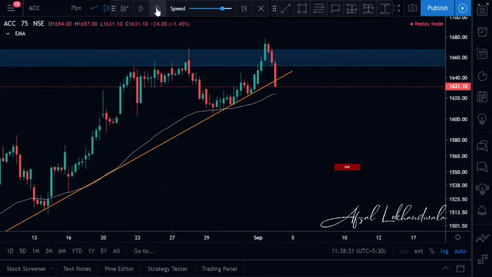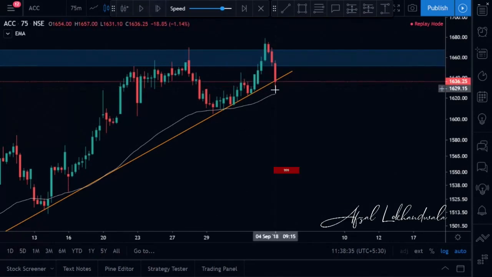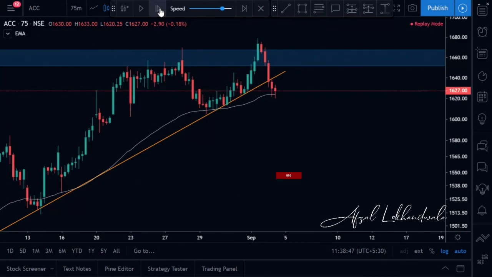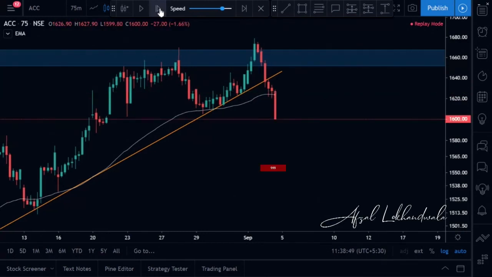Do we see any confirmation? Yes, the price broke the trend line, but that should not be enough. At least the 50 EMA should be broken. Let me wait. No, the 50 EMA is not broken yet. Not yet. Yes, with this candle the 50 EMA is broken.